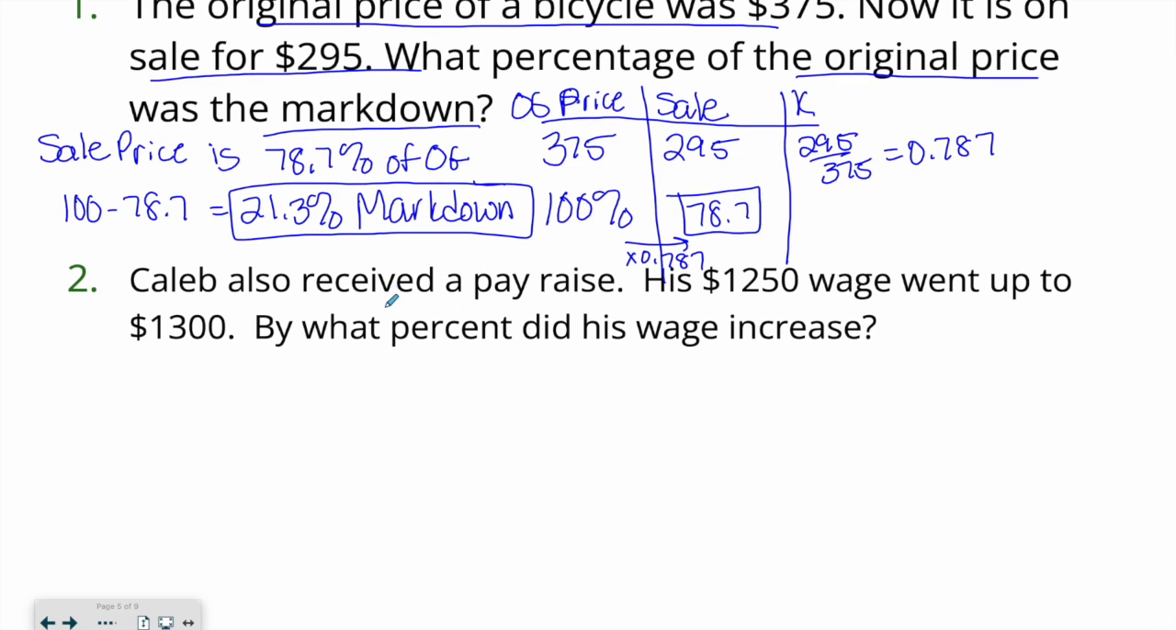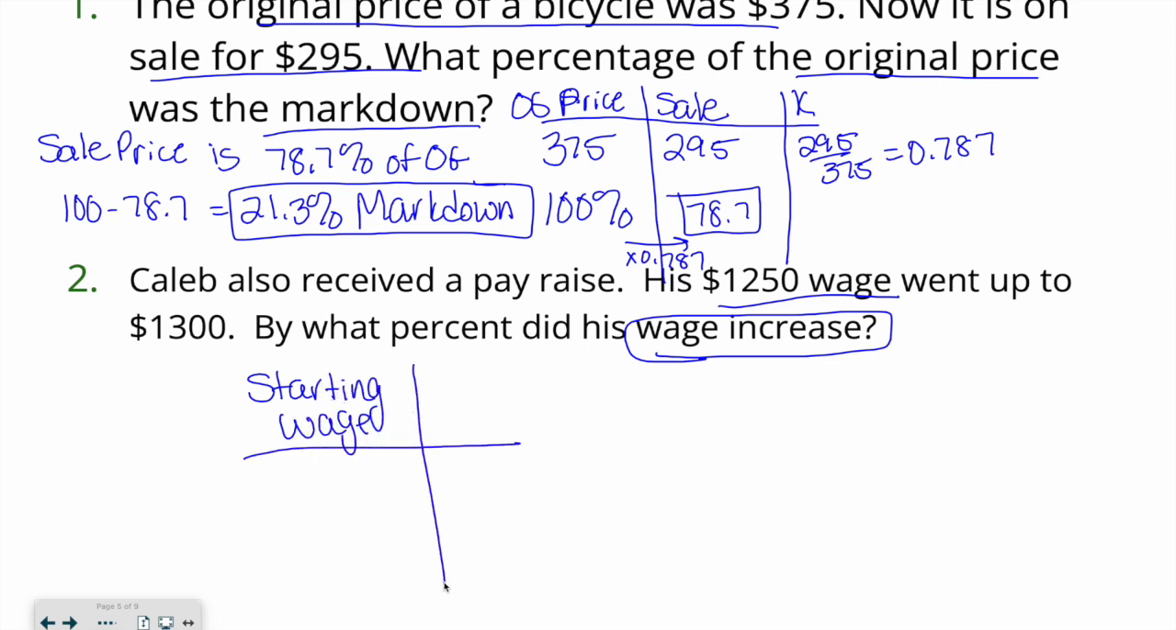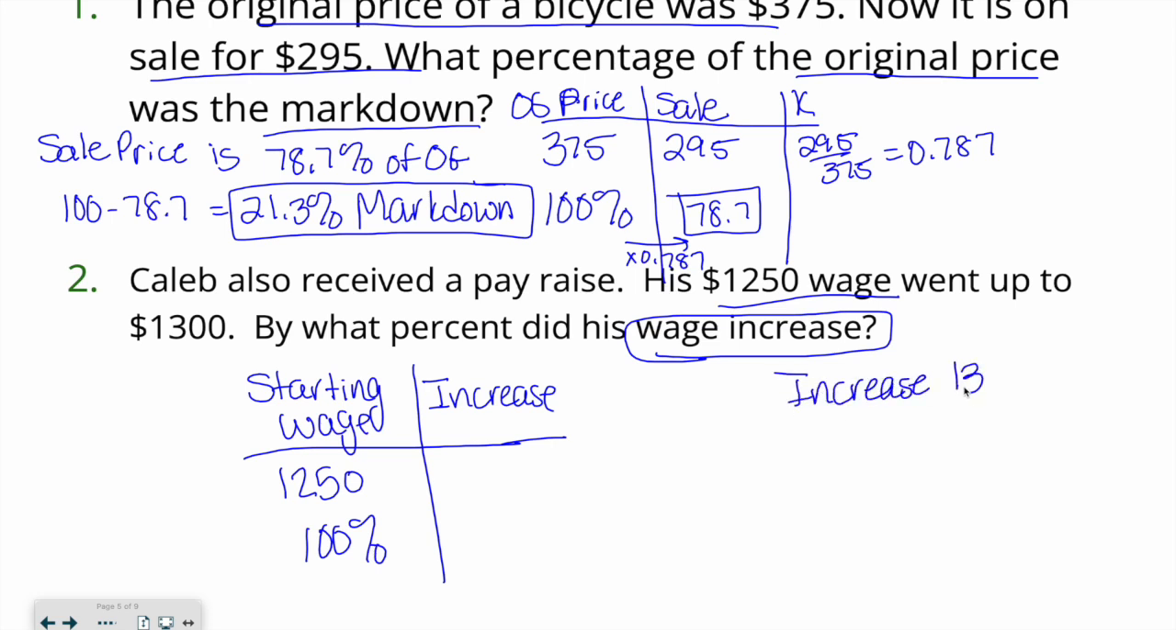Caleb also received a pay raise. His $1,250 wage went up to $1,300. By what percent did his wage increase? So we have a starting wage. And this time, instead of using the new wage, I'm going to look for the increase. Starting wage is $1,250, and that's my 100%. The increase was $1,300 minus $1,250, or $50.